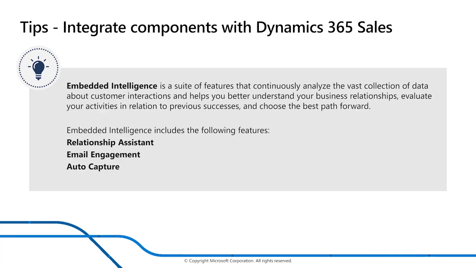Now, thinking about integration components with Dynamics 365. Our embedded intelligence is a suite of features that continuously analyze the vast collection of data about the customer interactions and help you better understand your business relationships. Evaluate your activities in relation to previous successes and choose the best path forward. Now, embedded intelligence includes the following features. We've got our relationship insight, we've got our email engagement, and we've got our auto capture.